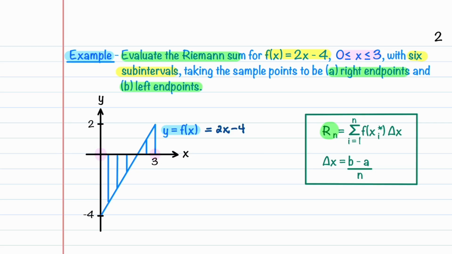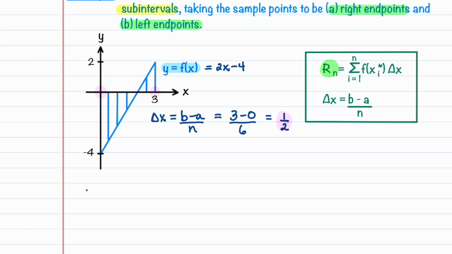We're going to start by calculating delta x. Our delta x is equal to b minus a all divided by n. So this is just 3 minus 0 divided by n, which is our number of intervals. And in this example, we have 6, so we're going to divide it by 6, and we get a value of 1/2. I'm going to highlight that because we're going to need that in a minute.